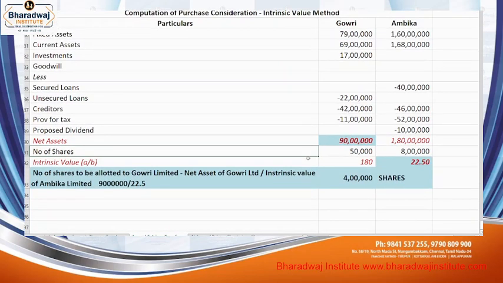Shall we continue? Continue. Provision for tax is business purchase. Again, take in assets and liabilities. Liabilities will include unsecured loan, creditors, and provision for tax also.